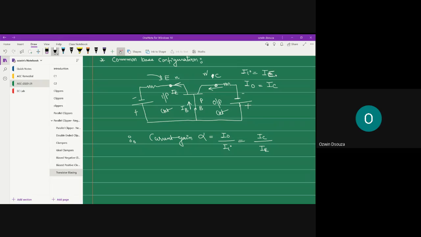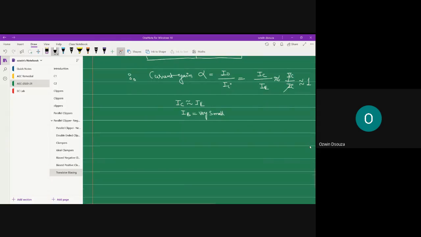And this, let me write capital. So your collector current and emitter current, your IC is approximately equal to IE. That's because your base current is very small. So IC is approximately equal to IE, hence you can write IC divided by IE. So approximately you will get your current gain equal to unity. So practical values of alpha are somewhere from 0.95 to 0.99.